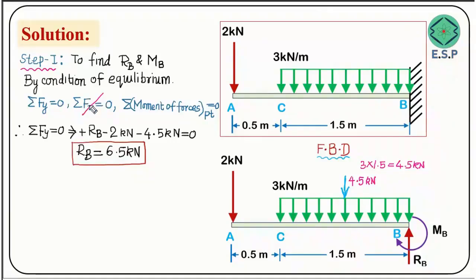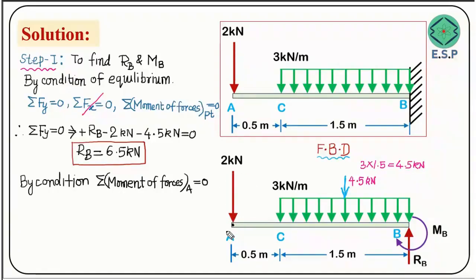So for that I'll be using the second condition, the summation of all the moments of forces at any point equal to 0. You can take any point, friends, but I'll be taking point A. So by using the condition, summation of moment of forces about point A, let me take. For that I'm going to hold this point, like a hinge, and apply all these forces and see how it is going to rotate.